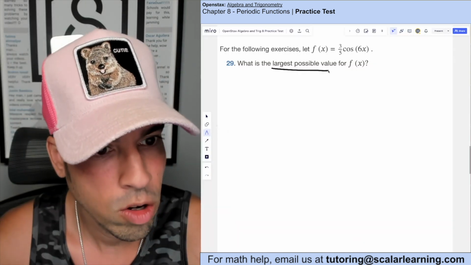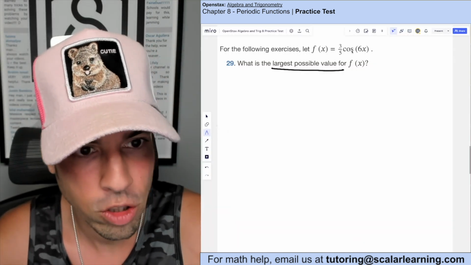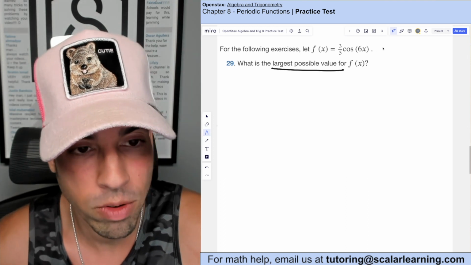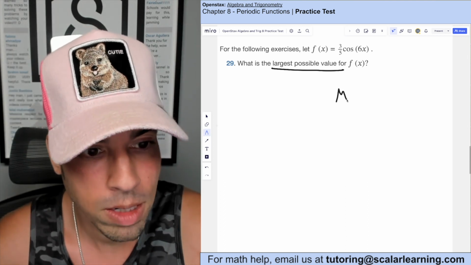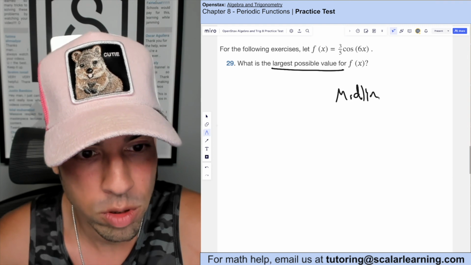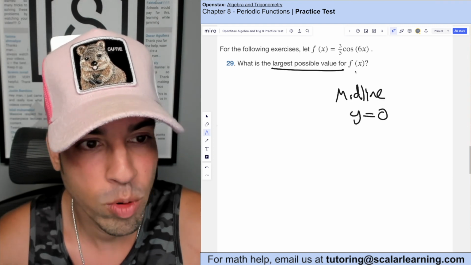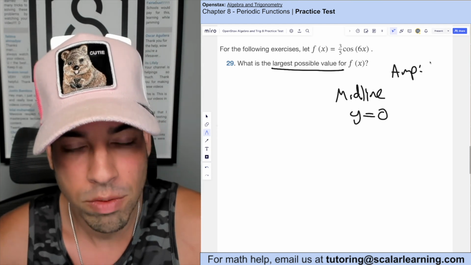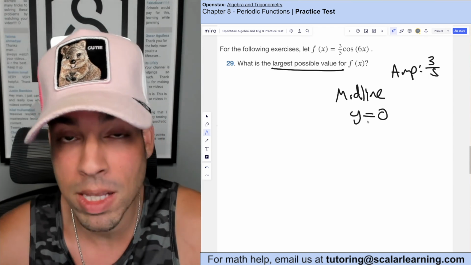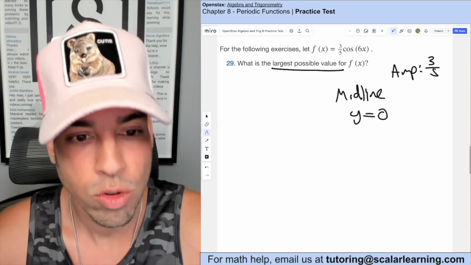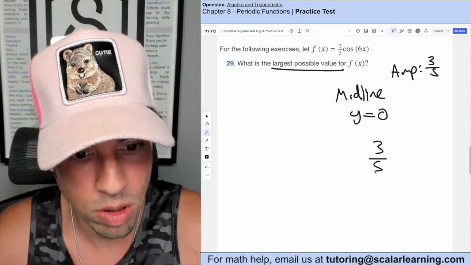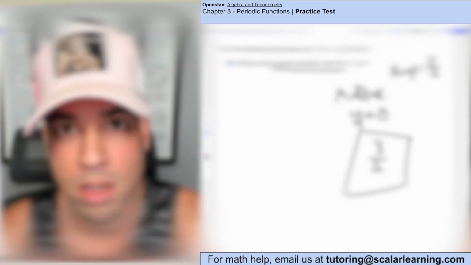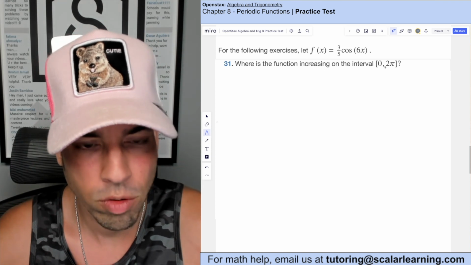So this says, what is the largest possible value for this function? The midline, because there's no vertical shift, is going to be at y equals 0. To get the biggest possible max, we look at the amplitude, which is this constant here, the amplitude of 3/5, and we add it to the midline. That's going to give us our highest point. So 3/5 plus 0 is 3/5. So that's the largest value. Boom, done.